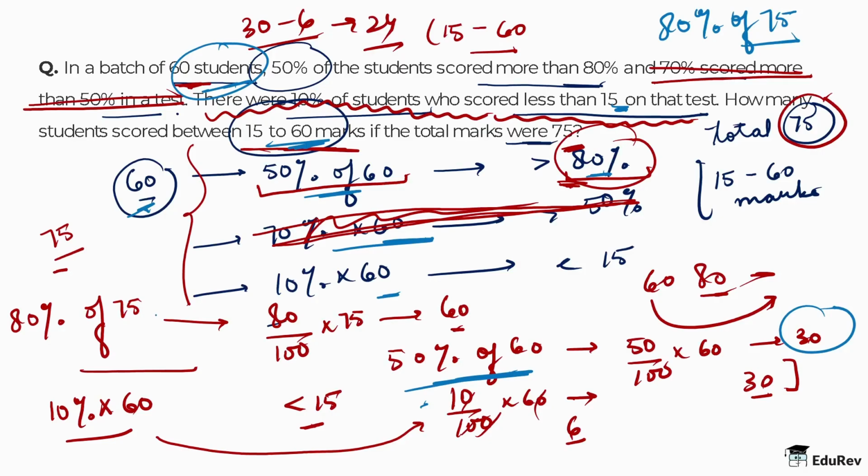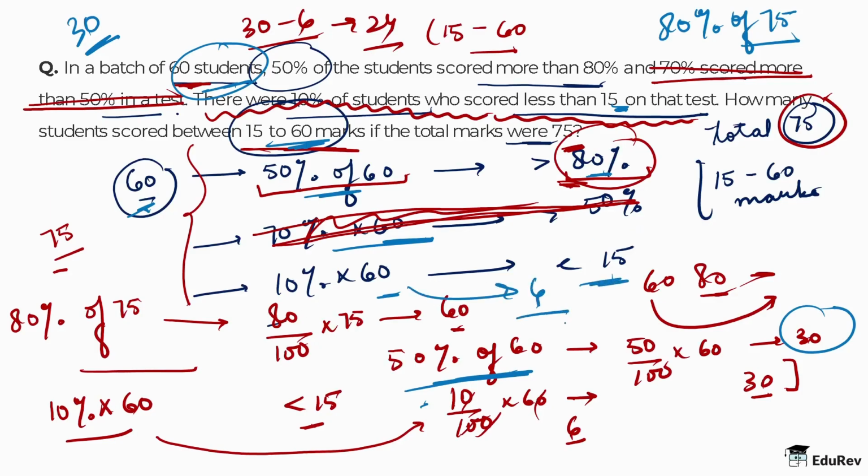So the total students were 60. So if 50%, that is 30 people, are scoring more than that, then the other 30 will be scoring less than that. So on that basis, I got to know that the students who scored less than or equal to 60 are also 30. And lastly, to find out the students who secured less than 15, we did 10% of 60.